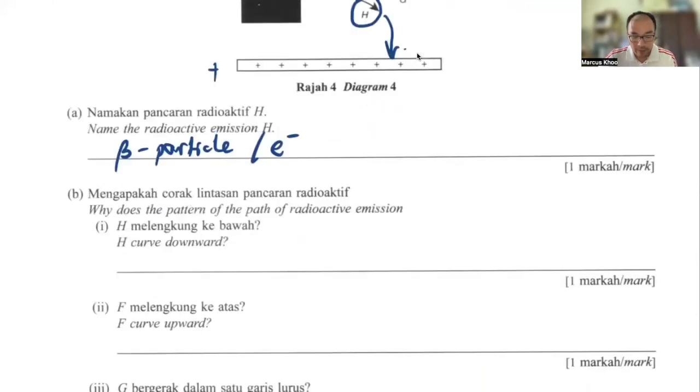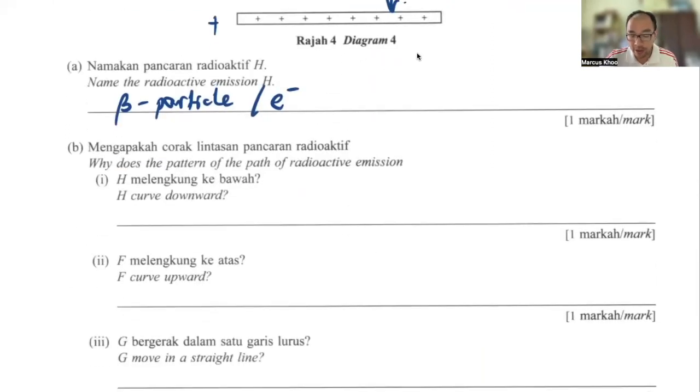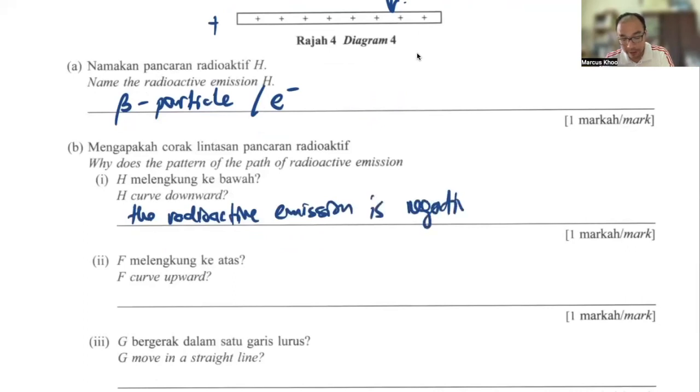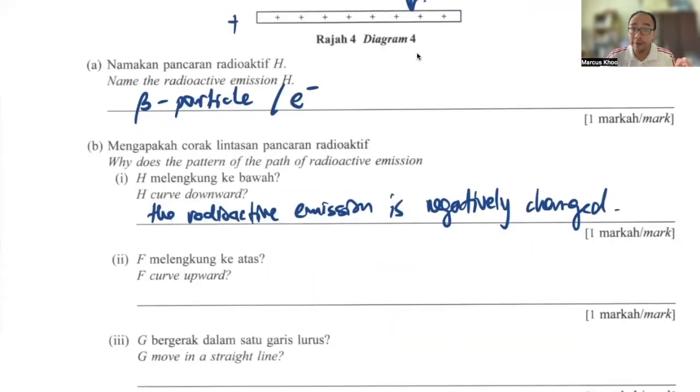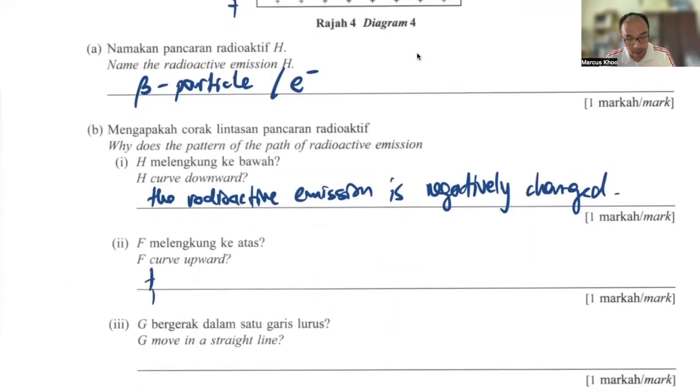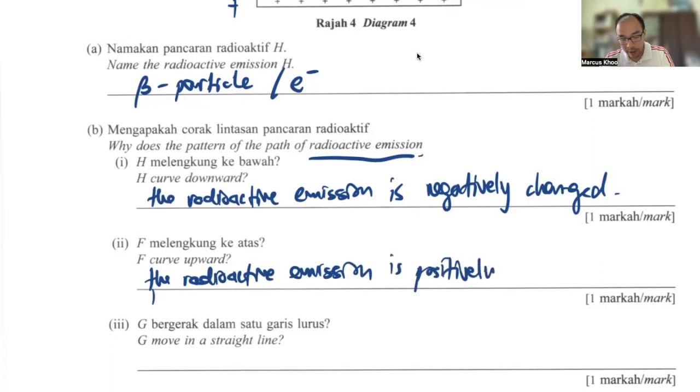Why does the path of the radioactive emission H curve downward? Because the radioactive emission is negatively charged, which is the beta particle. That's why it's going towards the positive. The F curves upwards because the radioactive emission is positively charged.